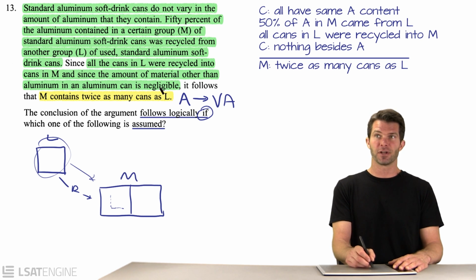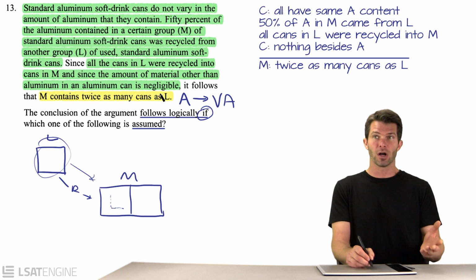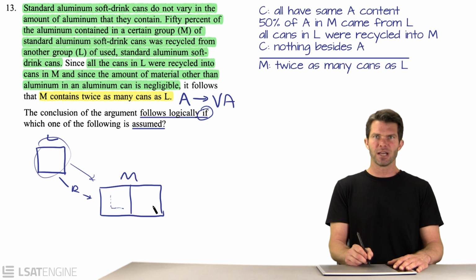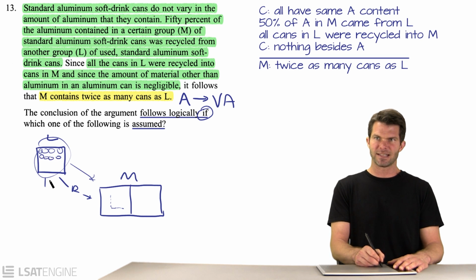The amount of material other than aluminum is negligible. Cans are basically all aluminum. And so this is actually like a pretty compelling argument. It's actually hard to see the assumption ahead of time. It seems like M is going to have twice as many cans, as long as all of this material ends up here. Let's say we had like 16 cans here, and that ends up being half of M, sounds like M kind of has to have 32 cans as long as all the material makes it in.